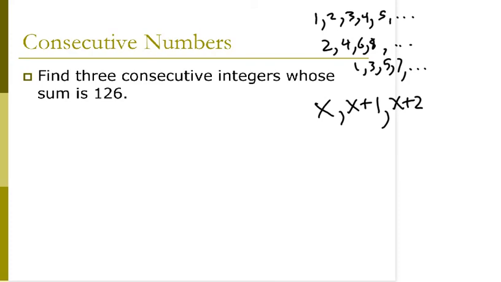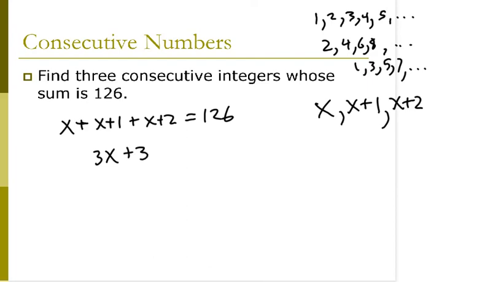So we have to add them up to be 126. So x plus the quantity of x plus 1 plus the quantity of x plus 2. I'm not putting the parentheses because it's not going to make a big difference here, but all of that has to equal 126. We combine our like terms. We have 1, 2, 3 x's, so x plus x plus x is going to be 3x. And the 1 and the 2 are like terms also. 1 plus 2 is 3. So we have plus 3 equals 126.